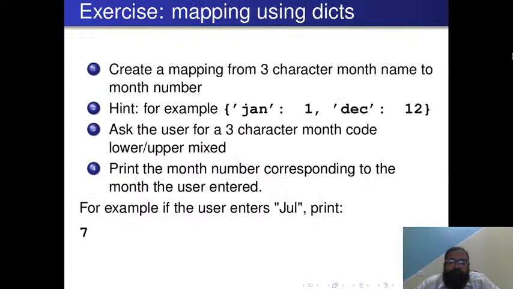Okay. Next is mapping using dictionaries. So, we have already done this in the class day before yesterday, if you guys remember. Create a mapping from three character month name to month number. For example, Jan 1, December 12. Ask the user for a 3-character month code, lower or upper or mixed. Print the month number corresponding to the month the user entered.